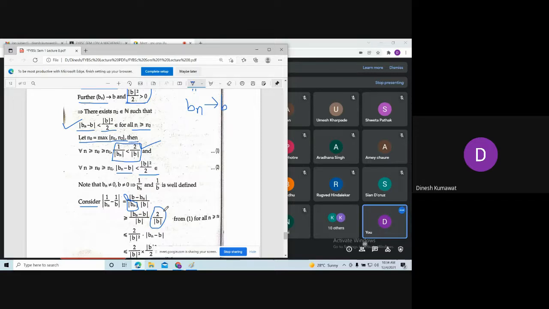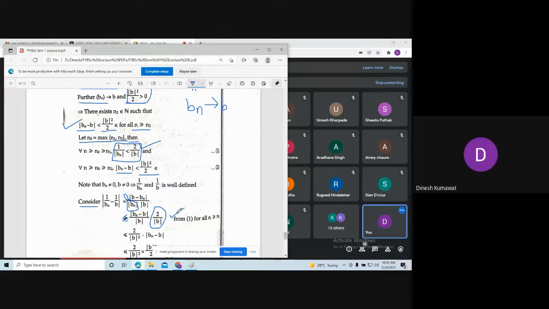Okay. Now observe, here will it be bigger than or equal to, or less than or equal to? Less than or equal to. So this is a printing mistake. Okay, so here we want less than or equal to. Is it clear till here? Yes, sir.